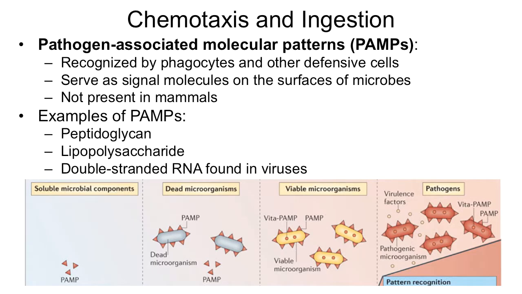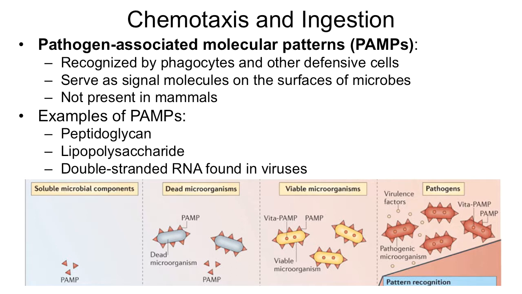So the PAMs, the pathogen-associated molecular patterns, are the molecules on the surface of bacteria that are able to be recognized by the phagocytes. They generate signals that allow the phagocyte to be activated. And the cool thing about them is that they're only found, for example, in bacteria. They're not found in us mammals.